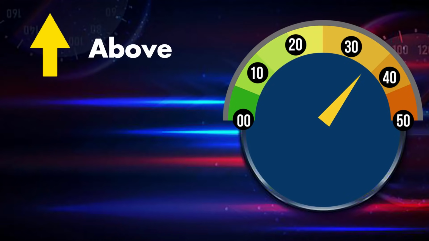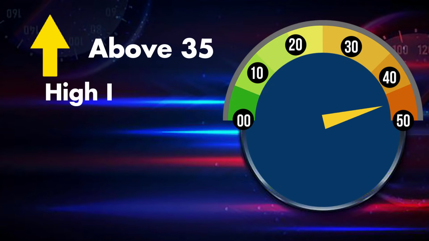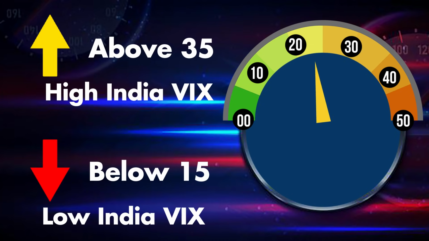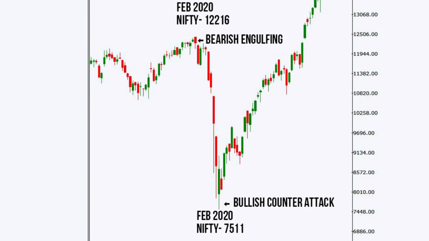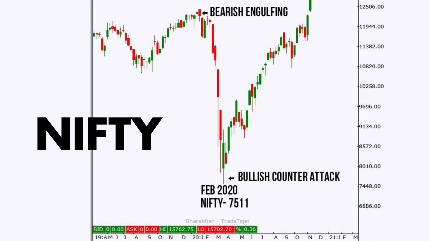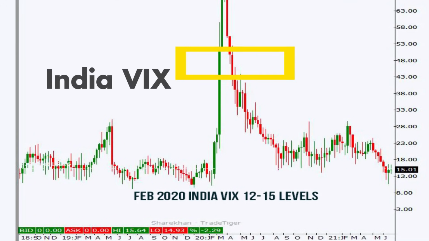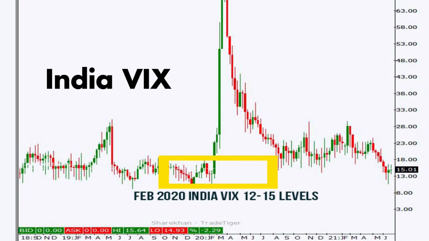The $1,000,000 question is, what is high and what is low? So historically, the levels above 35 are considered high for India VIX, and levels below 15 are considered low for India VIX. Taking example from these charts, you can clearly see when markets made a top of 12,216 in Feb 2020, India VIX gave an ample warning beforehand as it was trading around 12 to 15 levels. It was a signal to be cautious and exit from the markets.